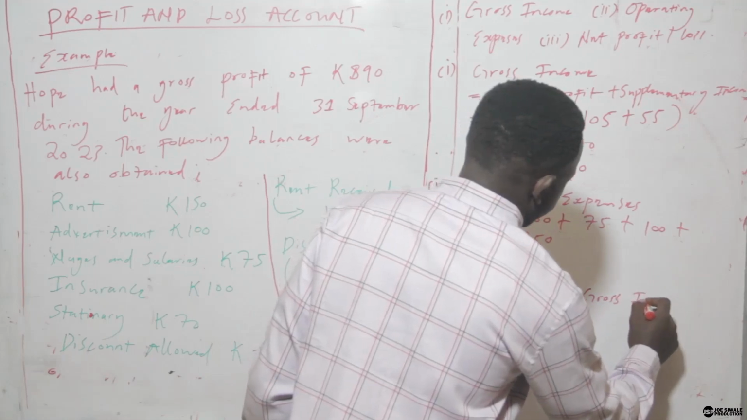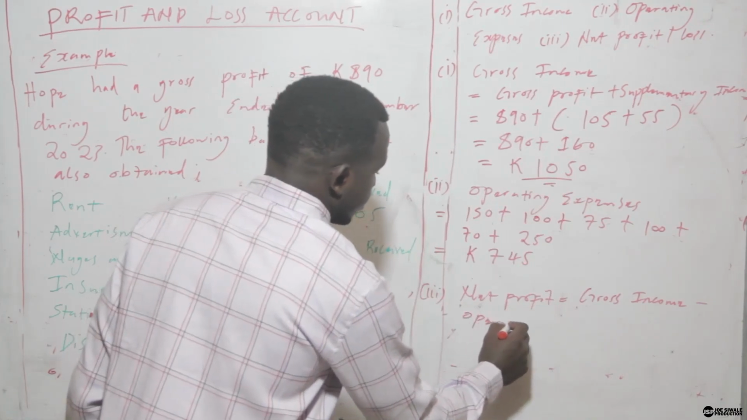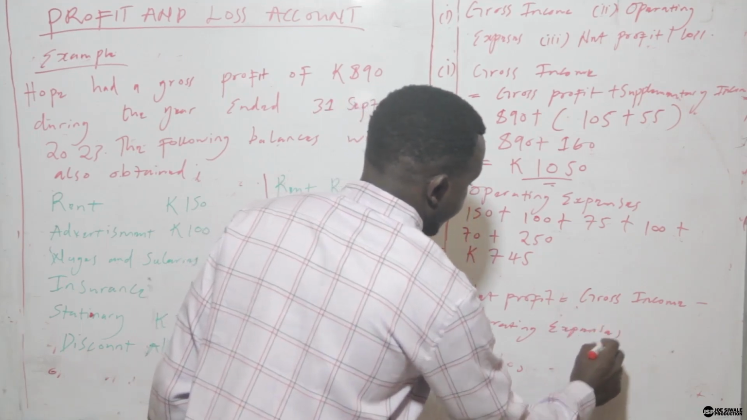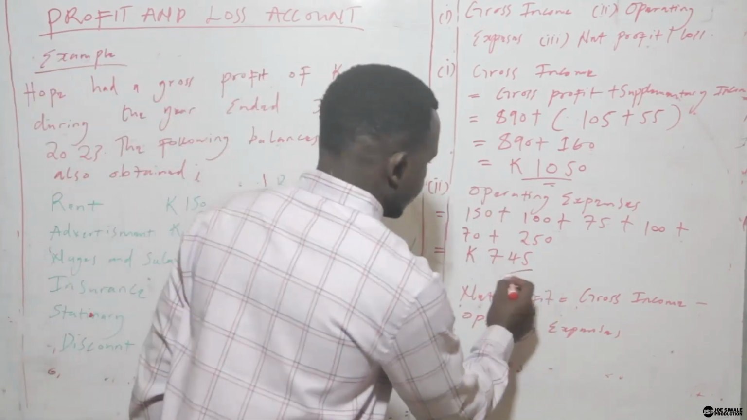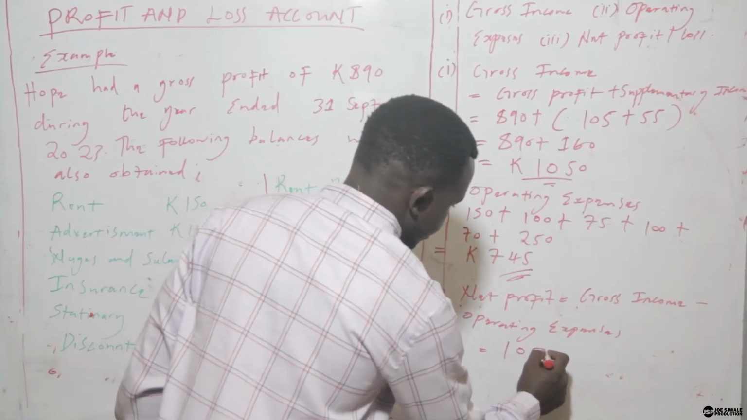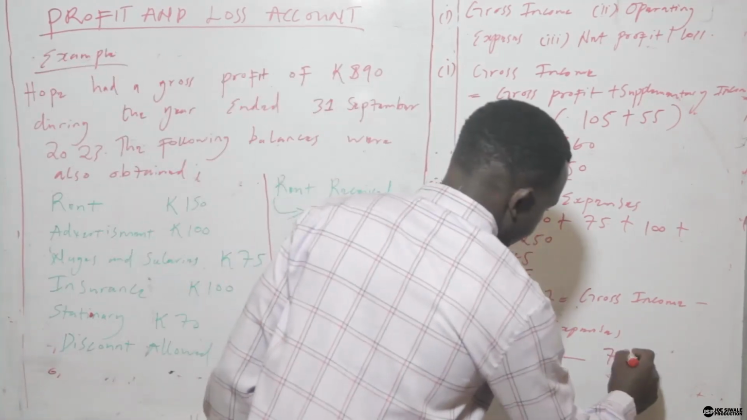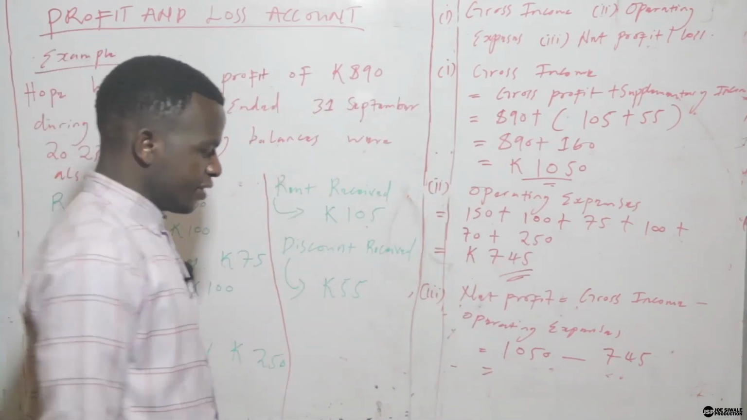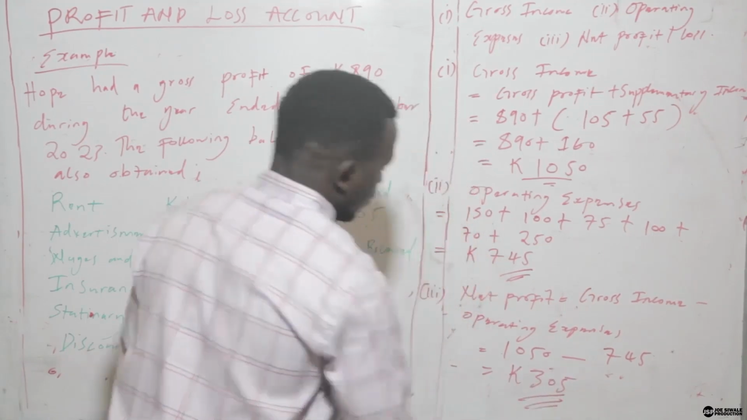So say gross income minus operating expenses. So there our gross income we have calculated as 1050. So 1050 minus operating expenses, we are having 745. So 1050 minus 745, we're going to have 305 as our net profit.